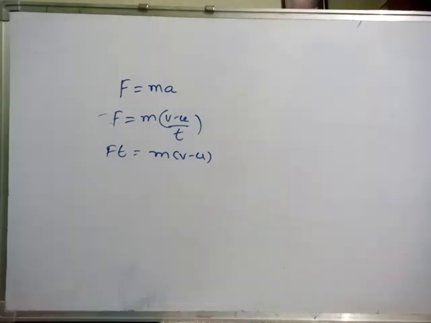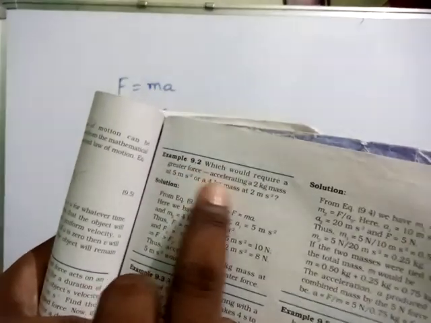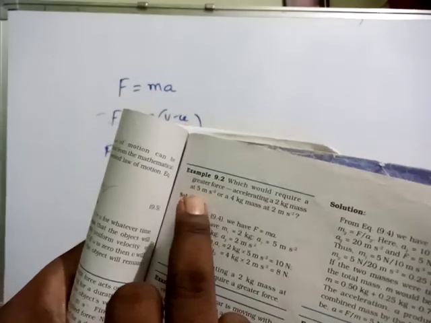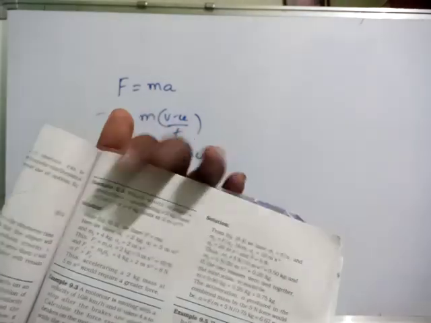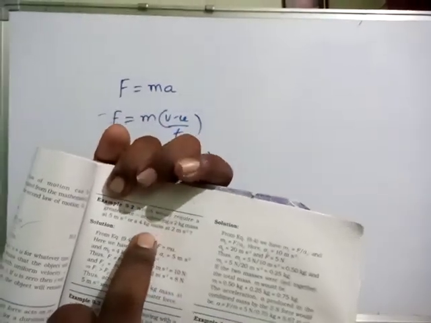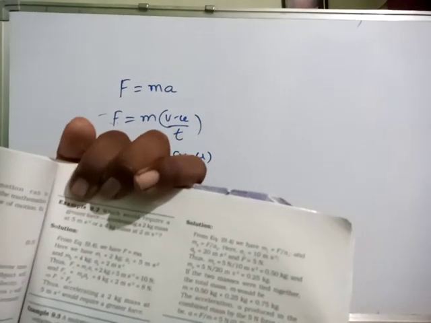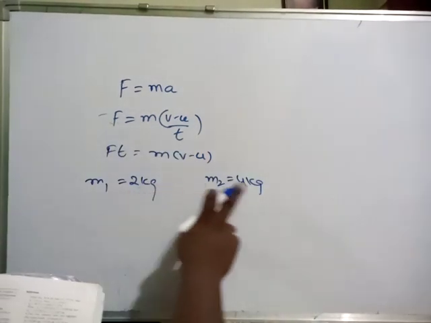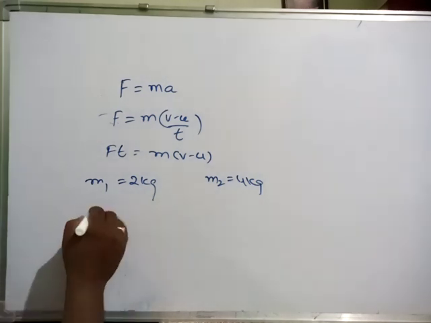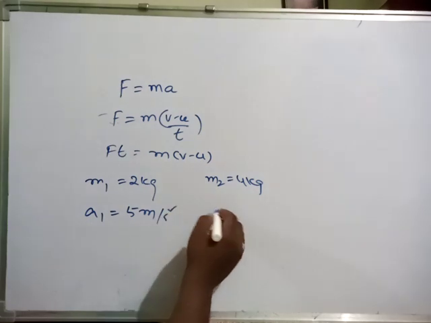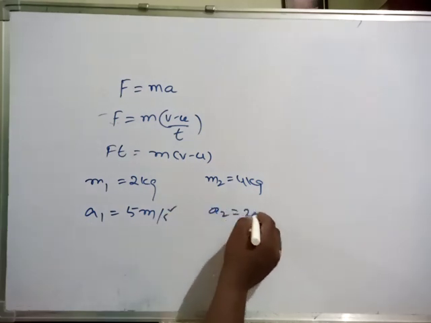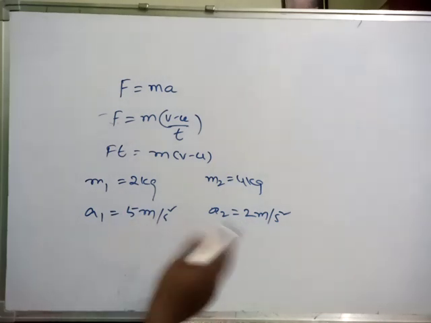Now on page number 121 he gave one example: which would require greater force, accelerating a 2 kg mass at 5 meter per second square, or a 4 kg mass at 2 meter per second square. Here two objects are there. Sorry, one mass is 2 kg, another mass is 4 kg. Take a1 as 5 meter per second square and a2 as 2 meter per second square. Which one requires more force?